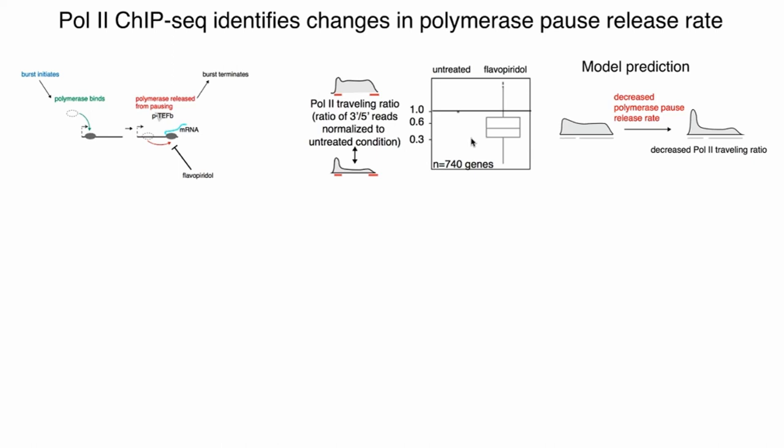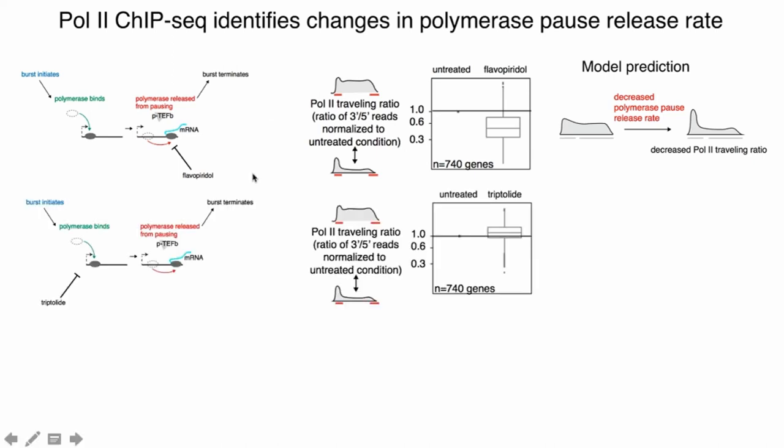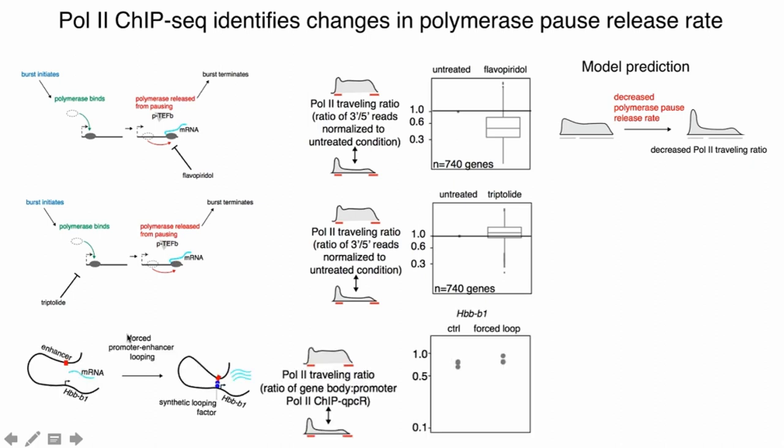In contrast, if we go back to the triptolide treatment, which affects polymerase binding rate, that does not change traveling ratio. And similarly, if we look back at forced enhancer promoter looping, which changes initiation rate, that also doesn't change traveling ratio. And earlier I showed you that you can distinguish these two changes using nascent transcript RNA FISH.